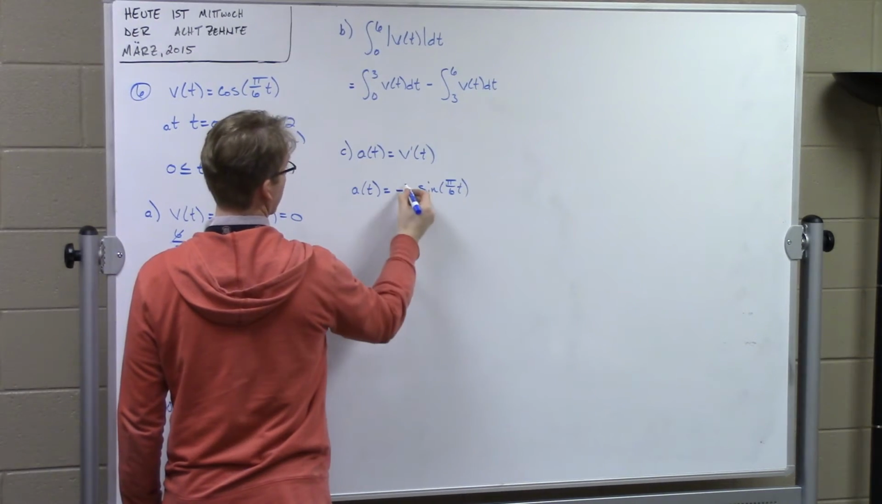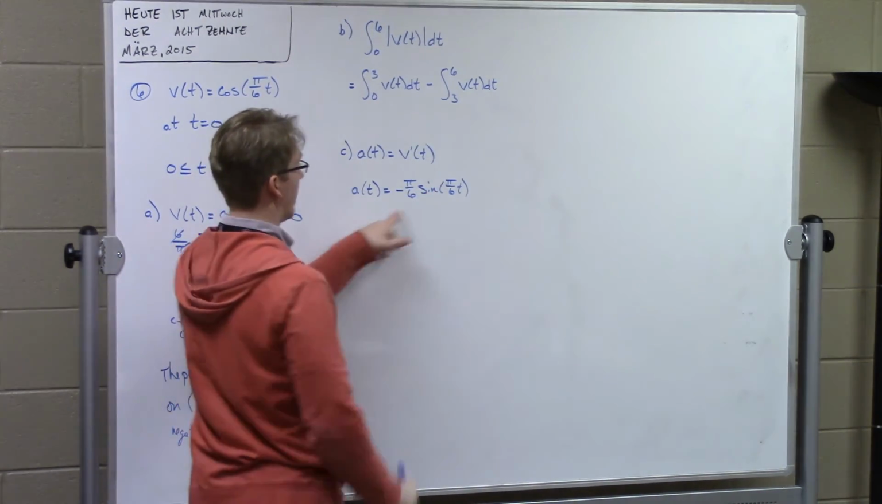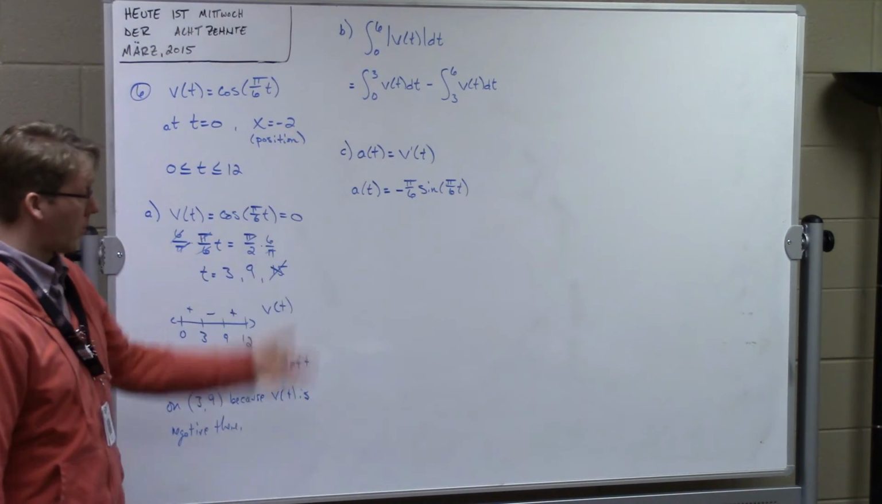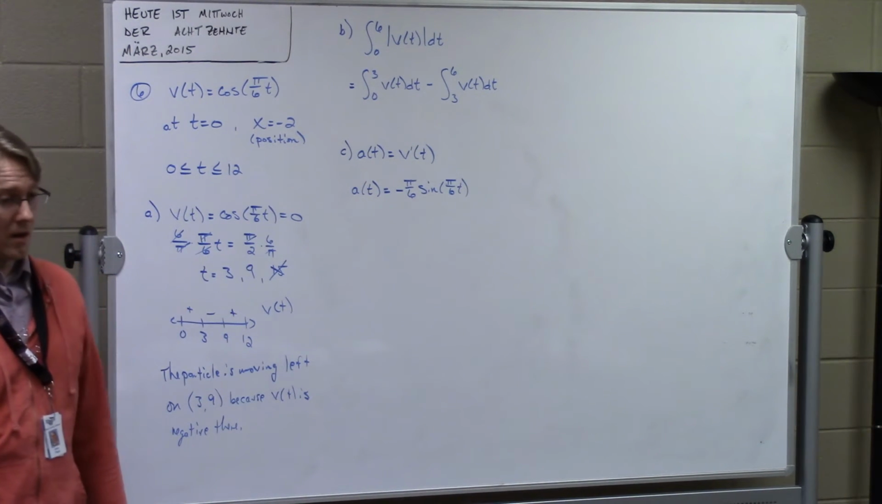And then we have to chain this so we get an extra pi over 6. Some of y'all tacked it on to the end, which is perfectly fine, as long as you had it somewhere in the problem. Now speed.